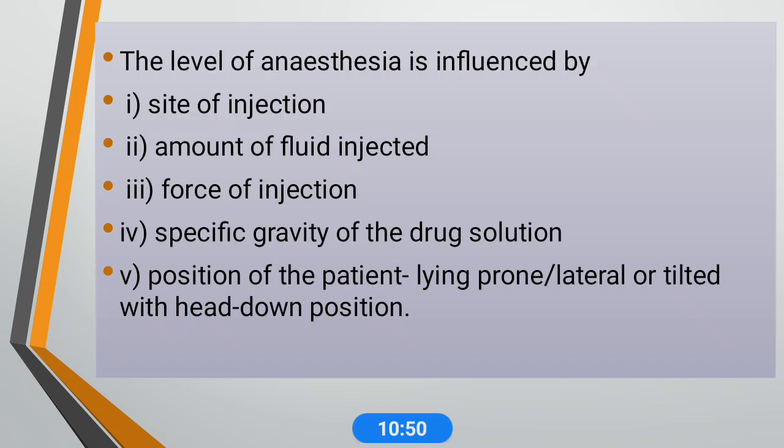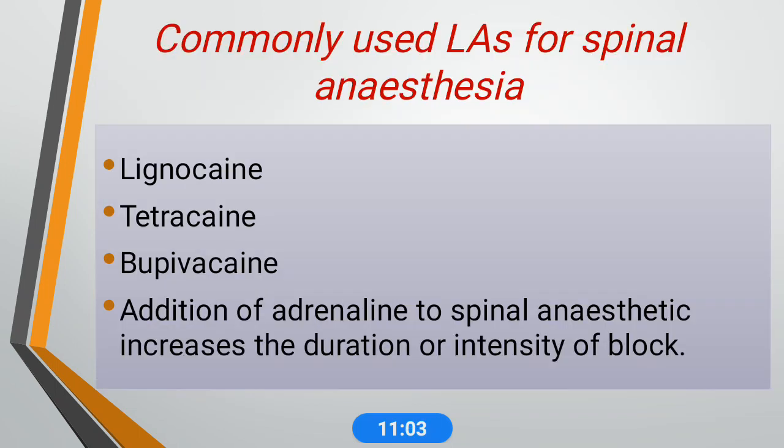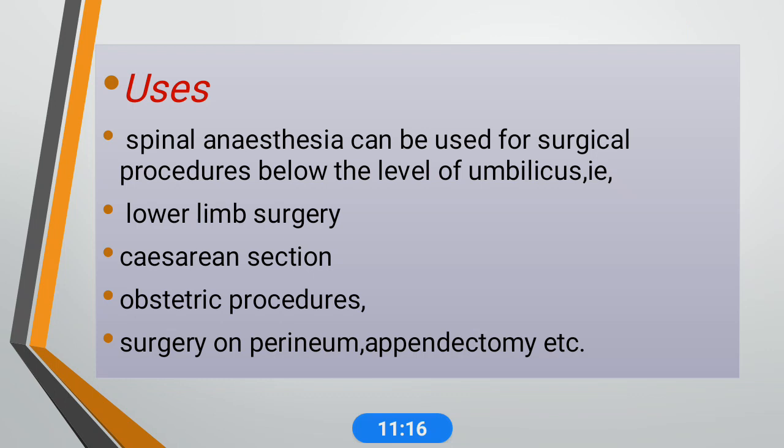The level of anesthesia is influenced mainly by the site of injection, amount of fluid injected, force of injection, specific gravity of the drug solution and position of the patient. The commonly used local anesthetics for spinal anesthesia are lignocaine, tetracaine, and bupivacaine. Addition of adrenaline to spinal anesthetic increases the duration and intensity of block. Spinal anesthesia can be used for surgical procedures below the level of the umbilicus, thus lower limb surgery, cesarean section, obstetric procedures, and surgery on the perineum, appendectomy.